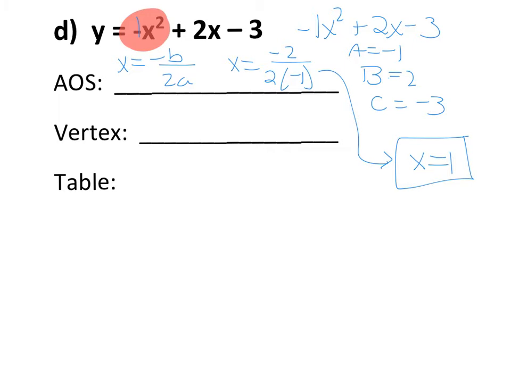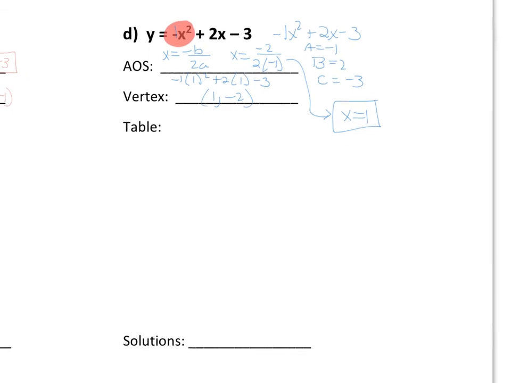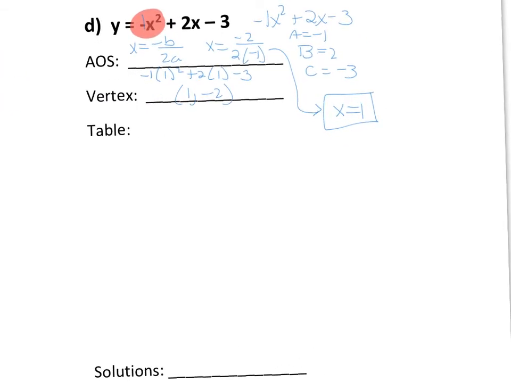Okay, so now my vertex, when I type this in, I'm going to put negative 1, and then I'm going to put 1 squared plus 2 times 1 minus 3. All right, so my answer was negative 2 when I did that. So my vertex is going to be 1, negative 2. Okay, all right, so now let's set up our table. Okay, so I have 1, negative 2, so I'm going to have 0, let's put 0 on the other side. So we're going to have 0, negative 1, and then 2, 3.